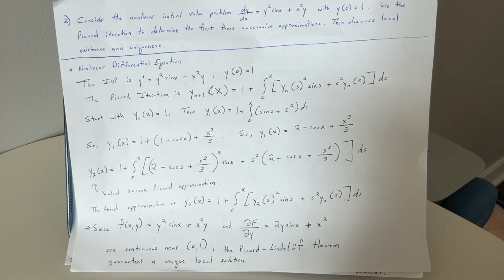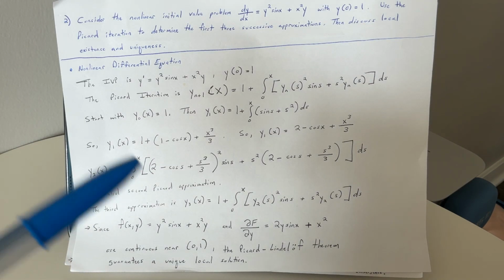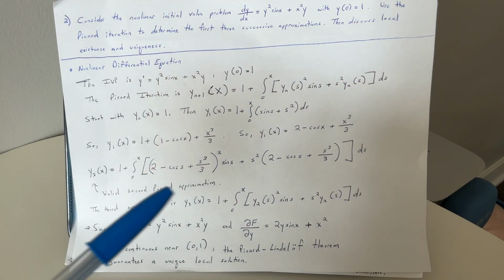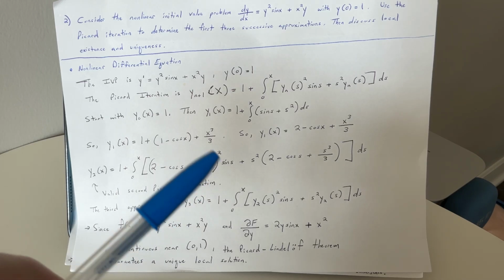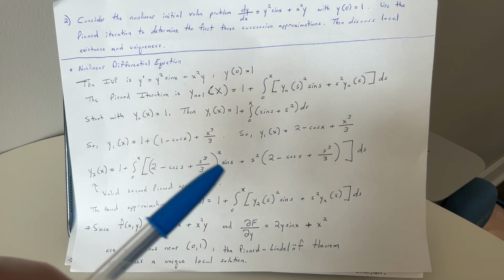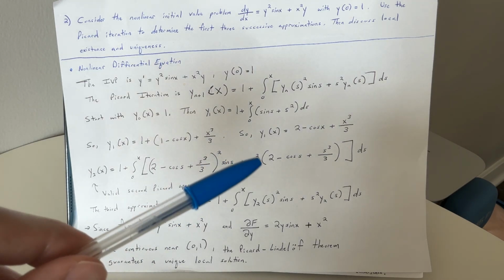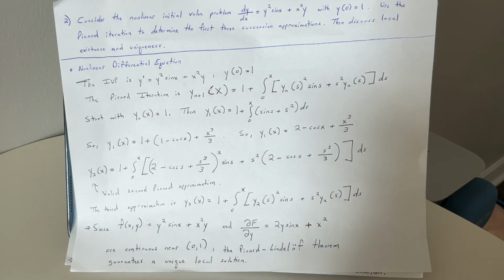we have y sub 2 of x equals 1 plus the integral from 0 to x, bracket quantity 2 minus cosine s plus s cubed over 3, close parentheses squared, sine s plus s squared parentheses 2 minus cosine s plus s cubed over 3, close parentheses, close bracket, ds. So this is a valid second Picard approximation.